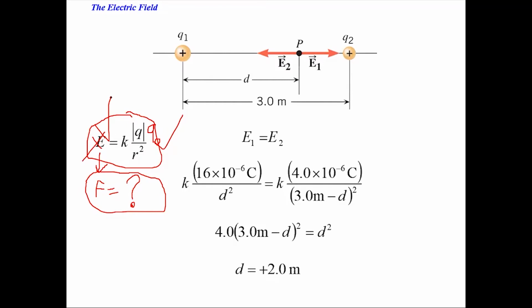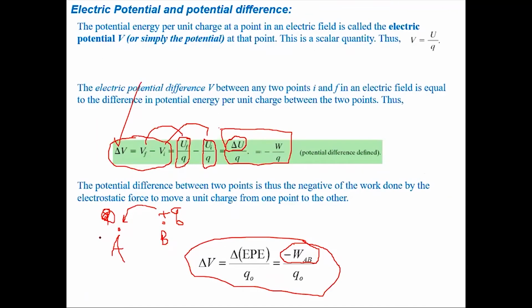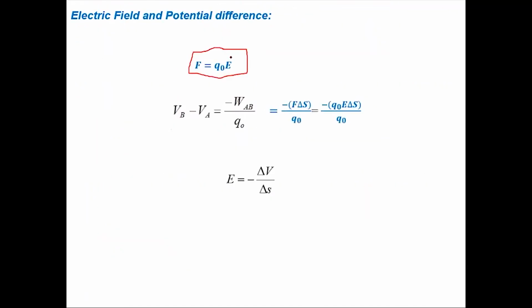So in that case, can I say F equals QE? Because if you just simply add Q zero there. Yes, you can say that. Very good. Now we know this formula. Potential difference equals negative W over Q.